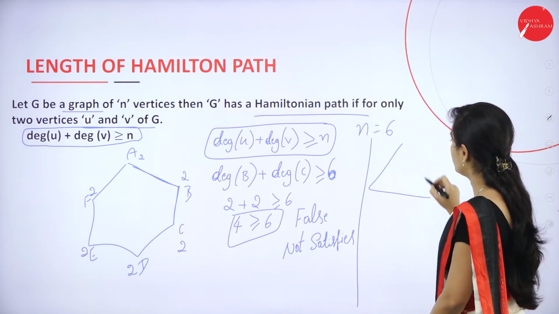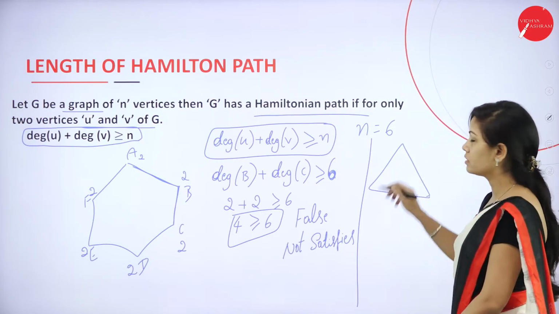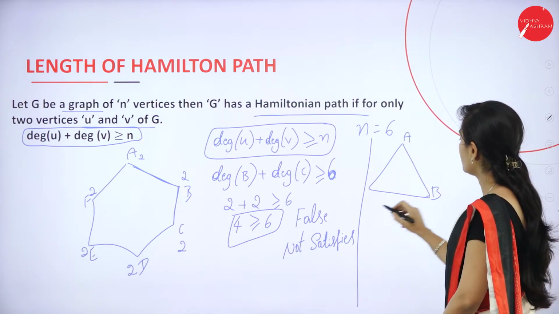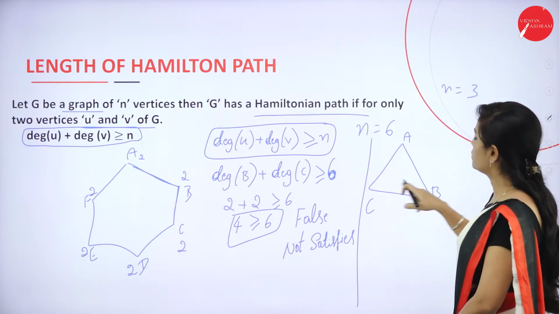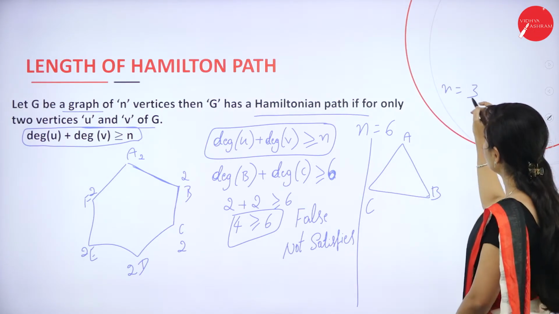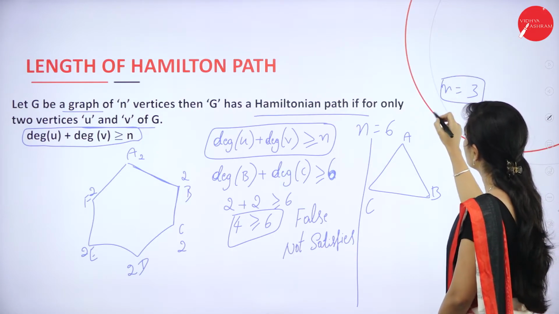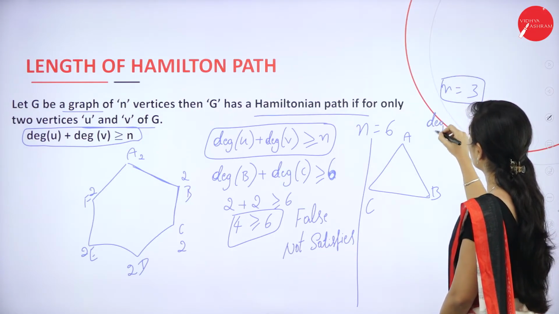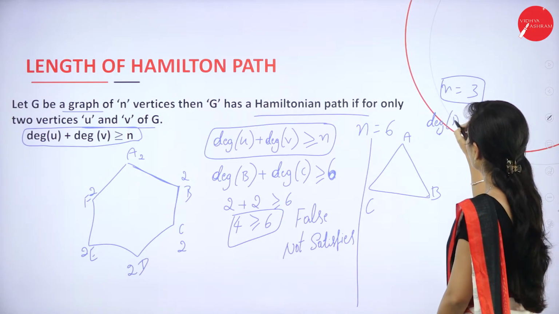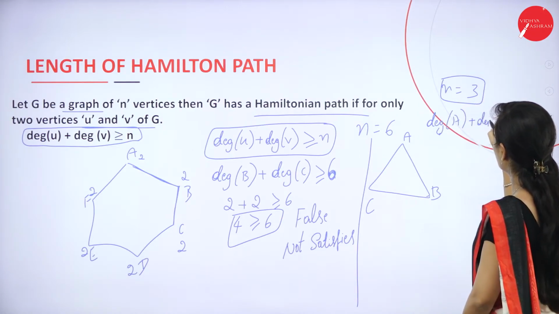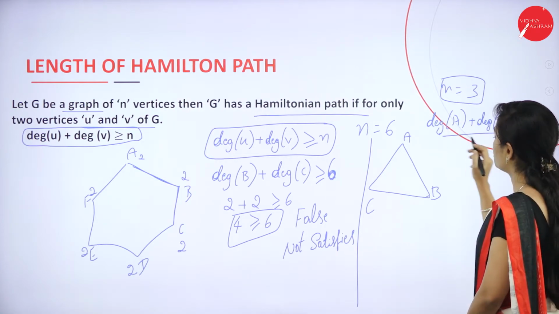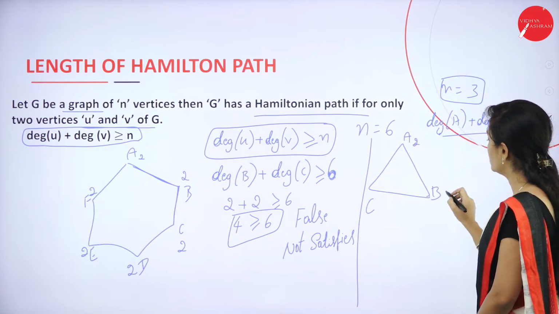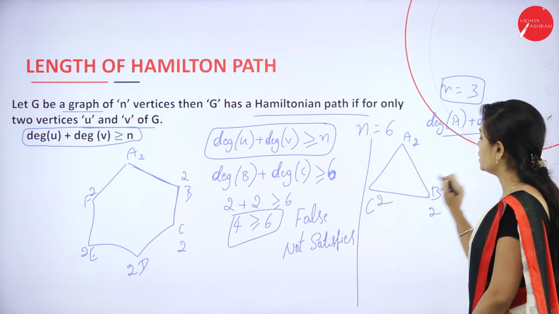To find the length of the Hamiltonian path, it is A, B and C. So n is equal to 3. We have 3 vertices A, B, C. So degree of A plus degree of B should be greater than or equal to n. This is the formula. So what is the degree of A? 2. Degree of B? 2. Degree of C? It is 2.